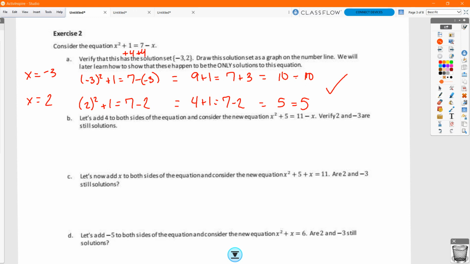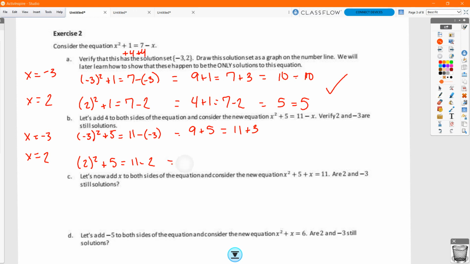So again, I have to verify x equals negative 3 and x equals 2. Now let's check it out. I've got negative 3 squared plus 5 equals 11 minus negative 3. And then I've got 2 squared plus 5 equals 11 minus 2. Okay, let's check. Negative 3 squared is still 9, plus 5 equals 11, minus negatives turn into plus 3. Down here at the bottom, I've got 2 squared, which is 4.